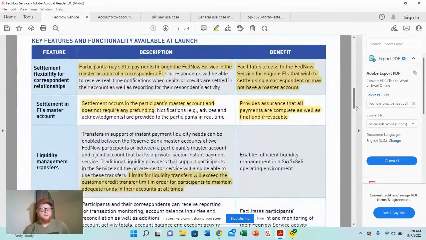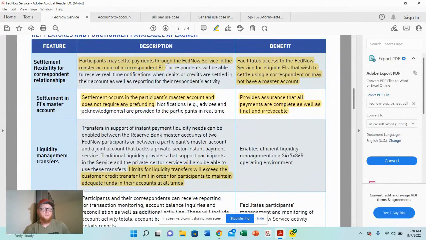But anyways, in terms of the core features, it'll provide settlement flexibility for correspondent relationships. They describe this as: participants may settle payments through the FedNow service in a master account of a correspondent financial institution.